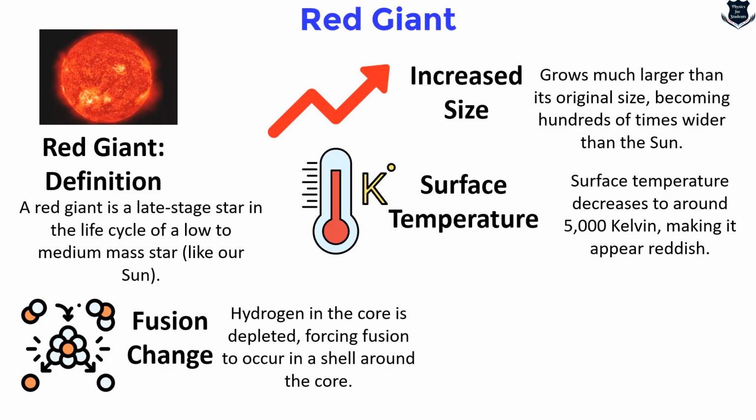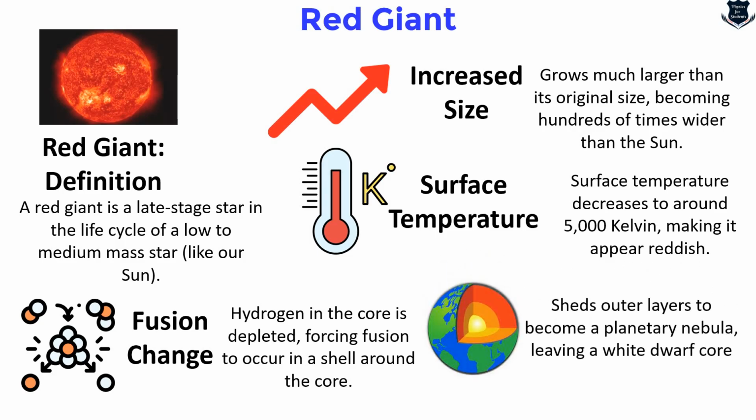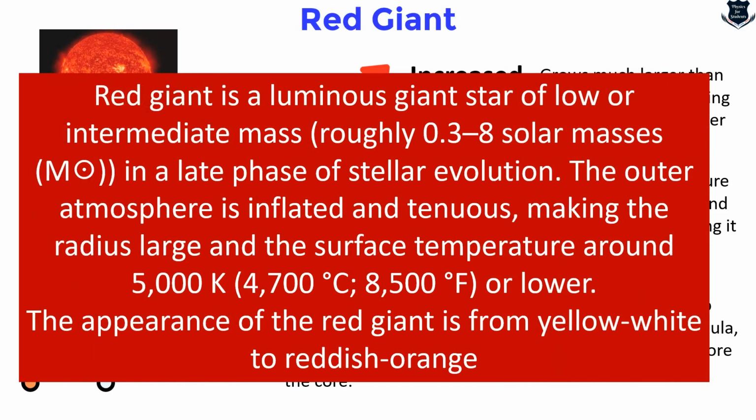It can go up to around 5000 Kelvin to make it appear reddish. So as a sequence, a red giant star sheds out layers to become what you call a planetary nebula, and it leaves what is called a dwarf core. So overall we can say a red giant is this. It is a luminous giant star.